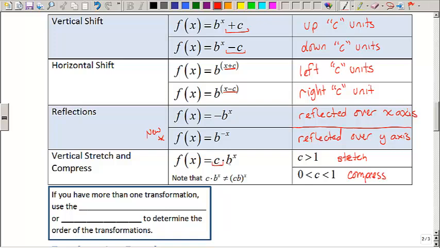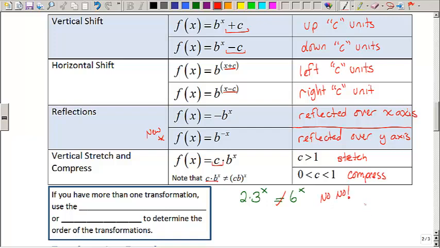When I take c times b to the x, a lot of students will try to take that c and that b and multiply them together, raise it to the x. And that is not allowed. That is not true. For example, if I have 2 times 3 to the x, a lot of students will say, oh, I know, 2 times 3, that's 6, right? 6 to the x. Well, that's a big no-no. You are not allowed to do that.